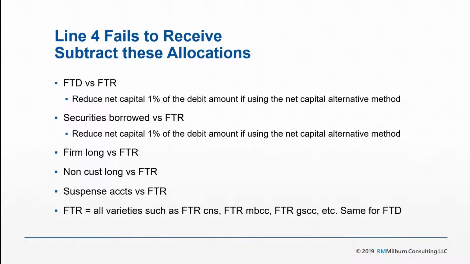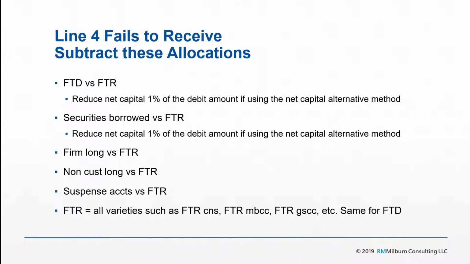Securities borrowed versus fail to receive. Same deal, alternative to net capital. You're going to reduce that net capital calculation by 1%. And also, if you've got any firm longs versus fail to receive, any non-customer longs versus fail to receive, and any proprietary accounts or suspense accounts versus fail to receive.